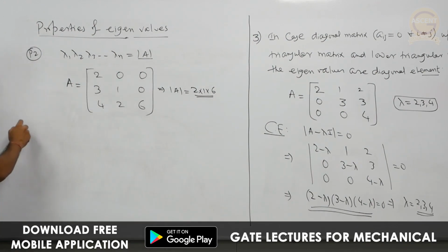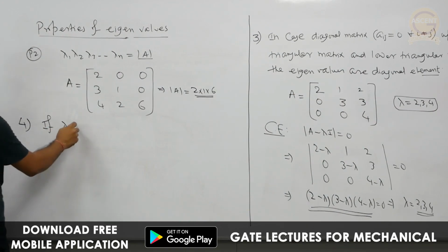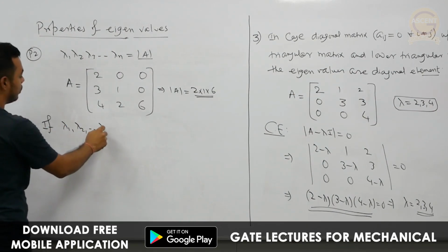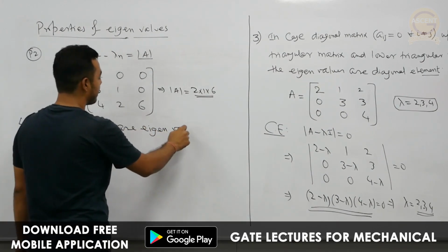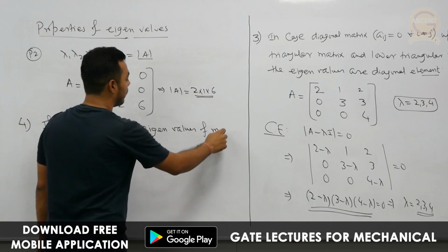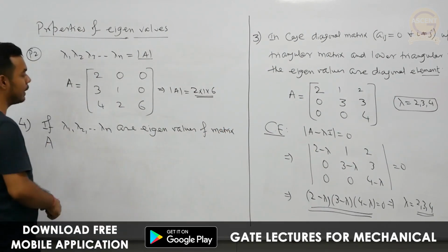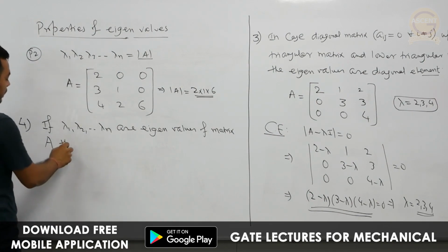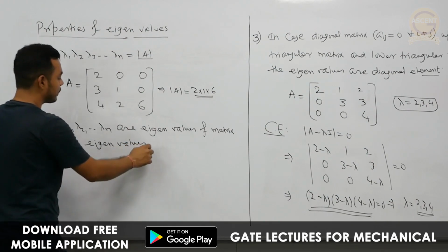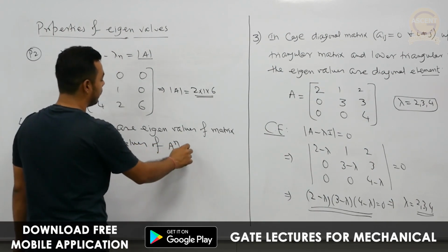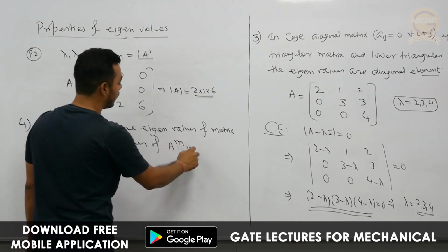Then the fourth property is, if lambda 1, lambda 2 up to lambda n are the eigenvalues of matrix A, then the eigenvalues of A to the power n are, maybe I should change the number, A to the power m are.